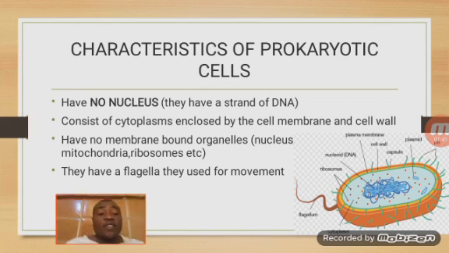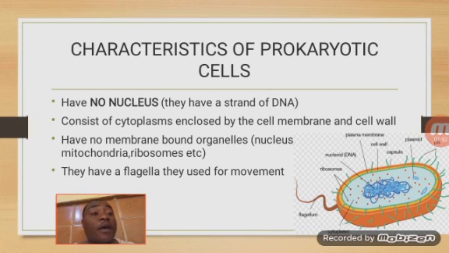So by this we know that the prokaryotic cells differ in the sense that they have no nucleus, while the eukaryotic cells have a nucleus. They also differ because the prokaryotic cells have a flagella which they use for movement, while eukaryotic cells don't have a flagella.